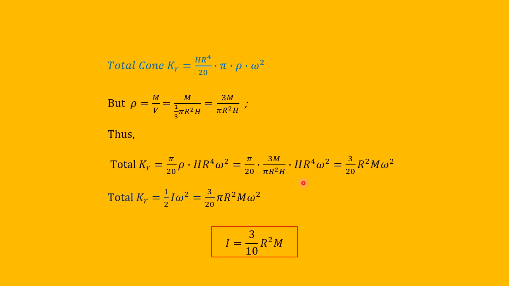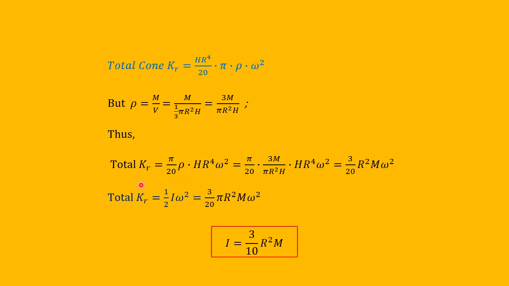Now, if you look at this, we have a factor of h in this expression right here. In this fraction, we have a factor of h in this denominator. There's some cancellation that can go on. We also have an r to the fourth here, and in this factor here, we have an r squared in the denominator. So when you do the simplification, noting those two facts, this stuff can be simplified to 3/20 r squared m omega squared.